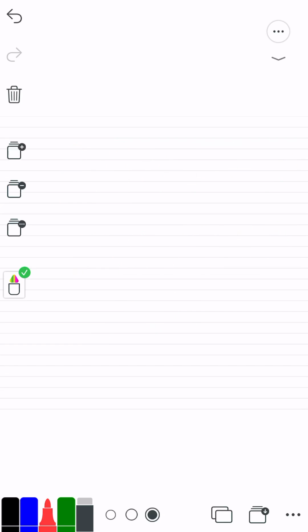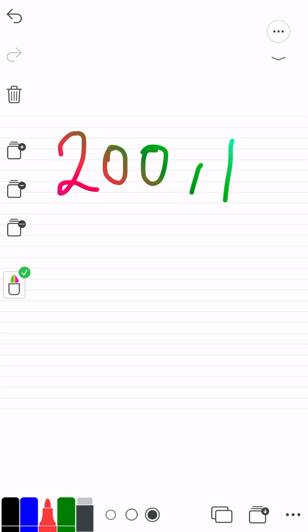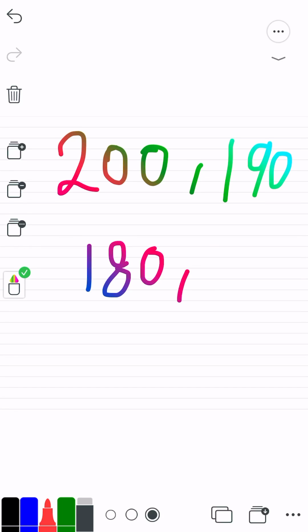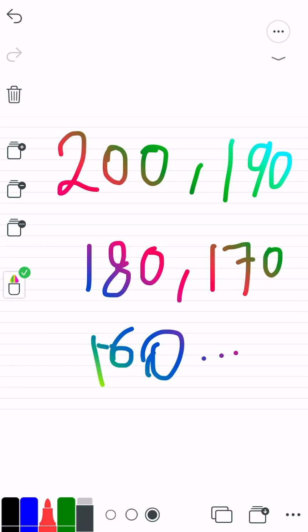So how do we count back from 200? Can you count back from 200? You have to subtract 10 here. So the 100 that is before 200 is 100. And take away 10 from 100, that equals 90. So 200, 190, 180, 170, 160, and so on and on until we reach 0.